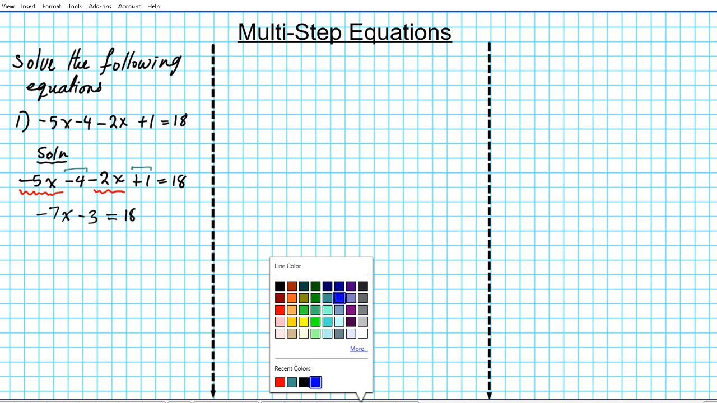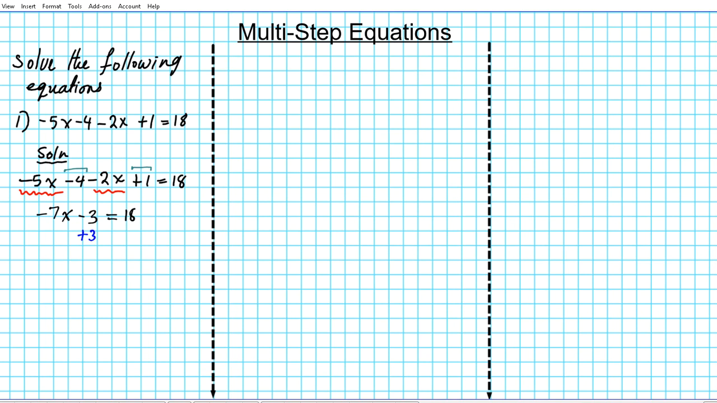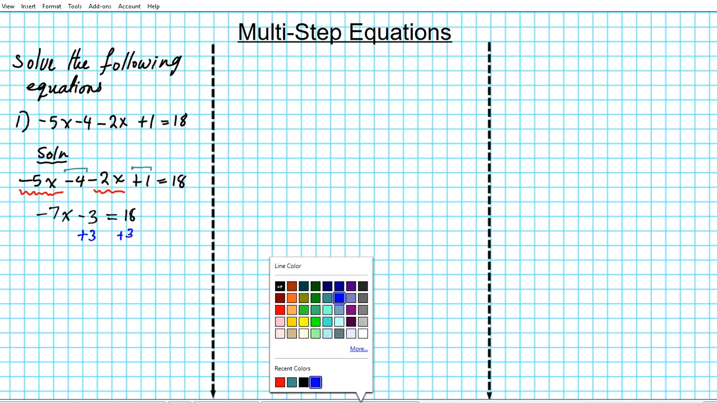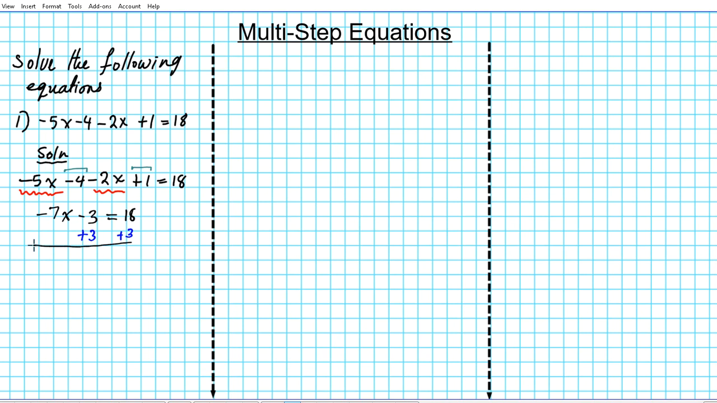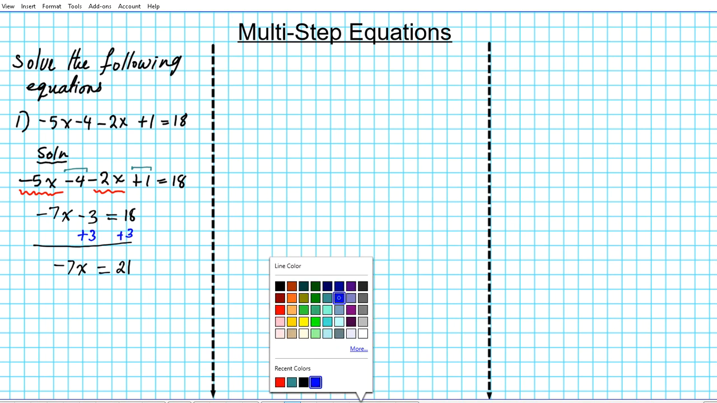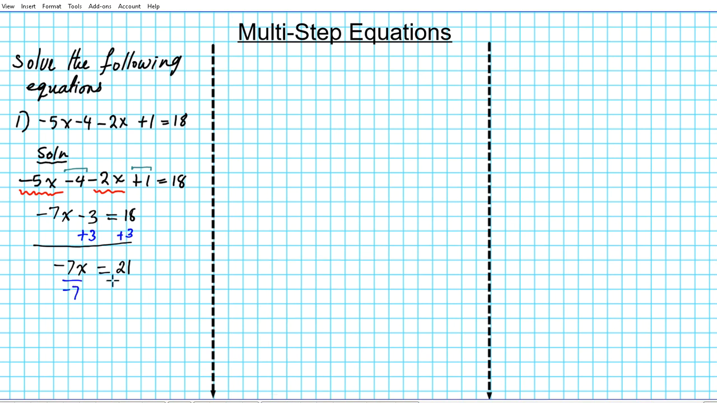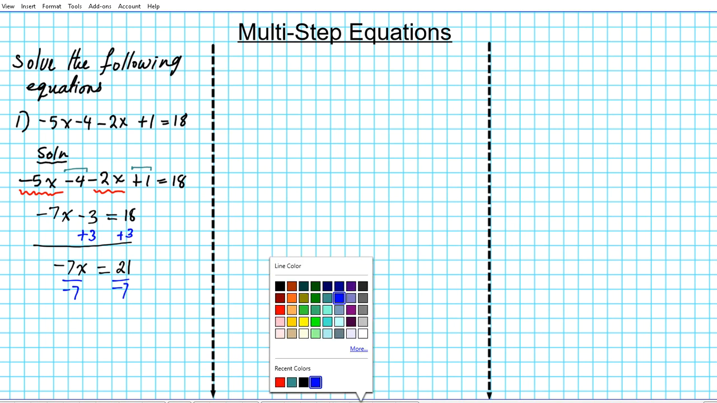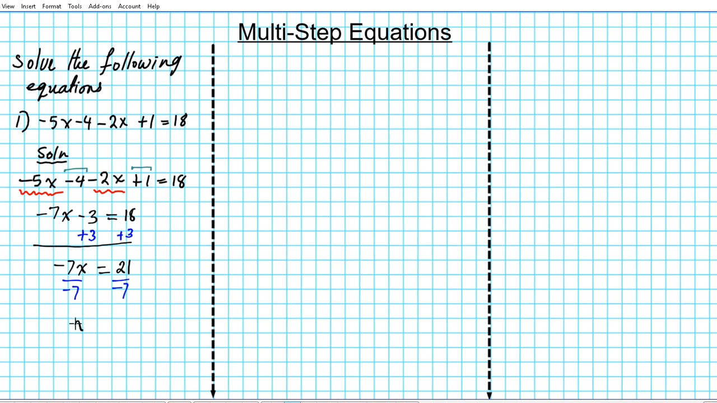Let's do it. You add 3 to both sides of the equation, and that gives us negative 7x minus 3 plus 3 is 0, equals 18 plus 3 is 21. Then to finish it off, divide both sides by negative 7. Our answer is x equals 21 over negative 7, which is negative 3. Remember, when you divide two numbers with different signs, your answer will always be negative. So that's the answer to question number 1.